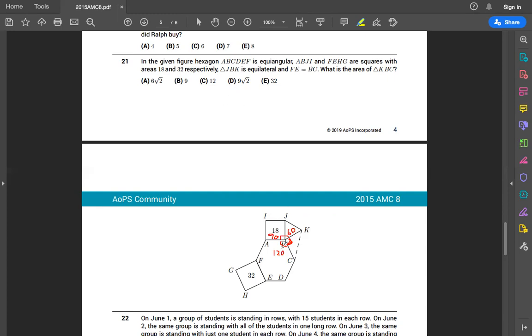So for BC, we'll look at FE since they're equal. So FE will be the square root of 32 since it's the side length of this square. Now for KB, it's the same as JB because this is equilateral. And that's obviously going to be the square root of 18. It's the side length of that square.